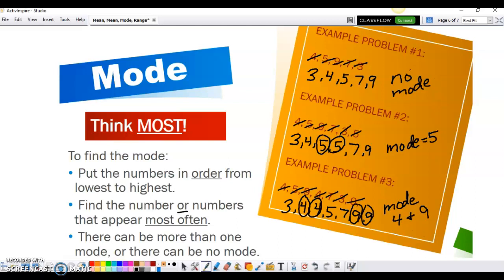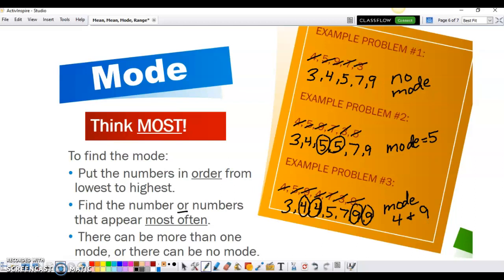So it is possible to have no mode, it's possible to have 1 mode, it's possible to have 2 modes, and depending on how big your data set is, you could have up to infinity modes, as long as you have a number or numbers that appear more than the rest, or most often, okay?